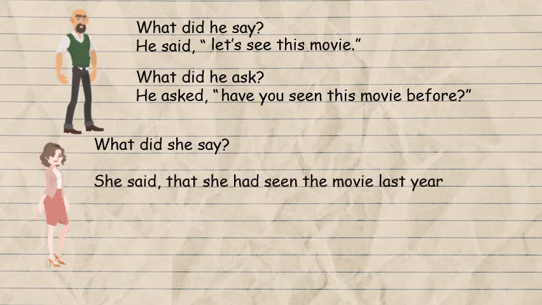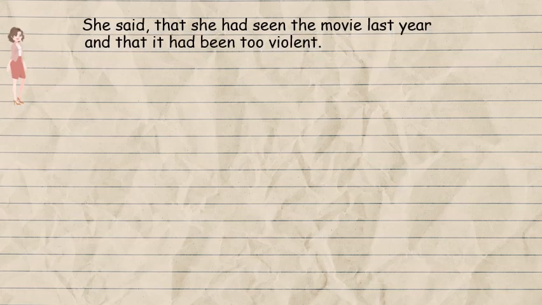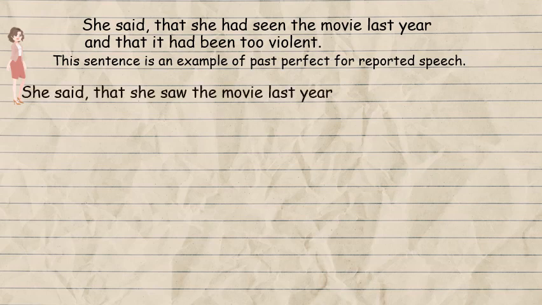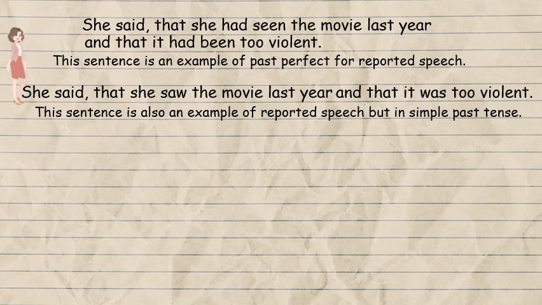She said that she had seen the movie last year and that it had been too violent. This sentence is an example of past perfect for reported speech. She said that she saw the movie last year and that it was too violent. This sentence is also an example of reported speech but in simple past tense.